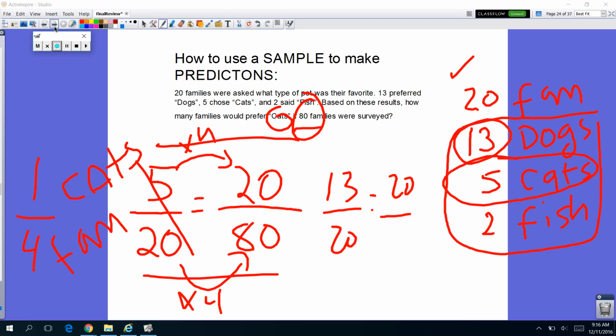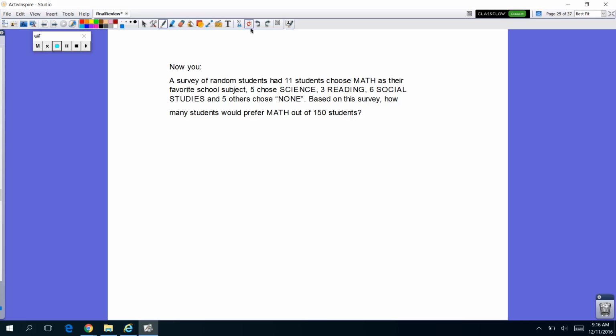Now go ahead and go to the next one. Pause it, work it out. Ask questions when you come to me later if you do not get it. But same thing, you have to make a list and go from there.